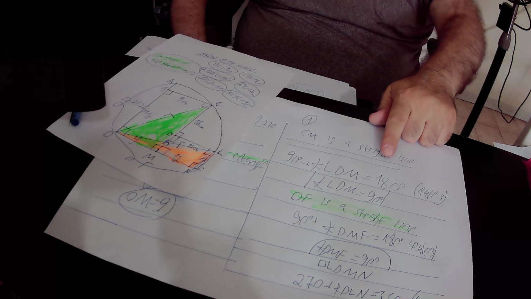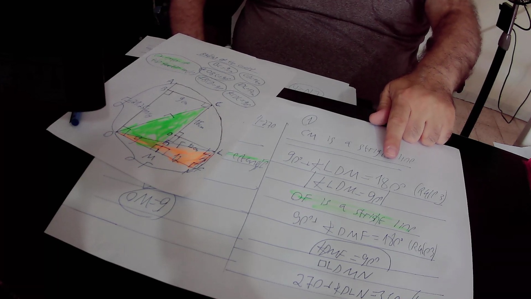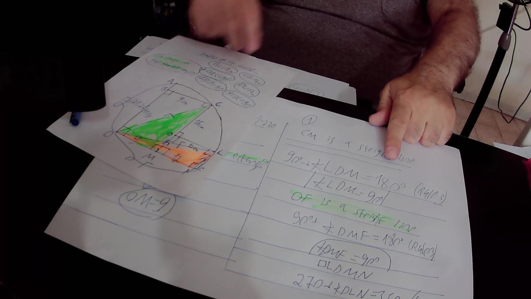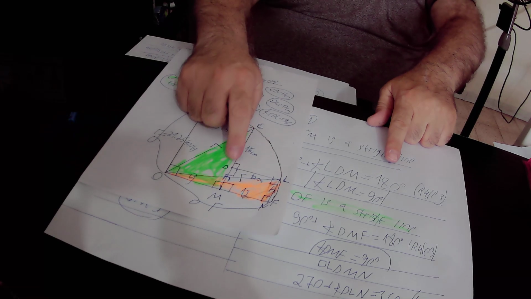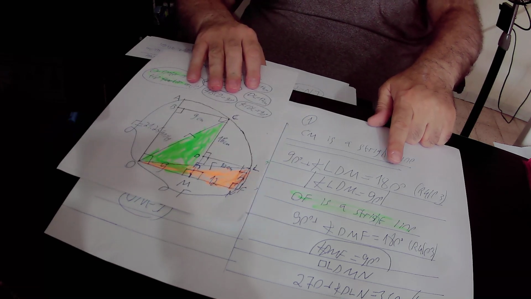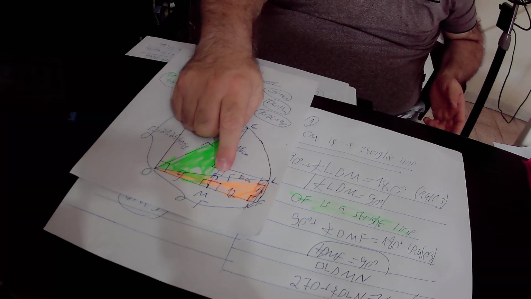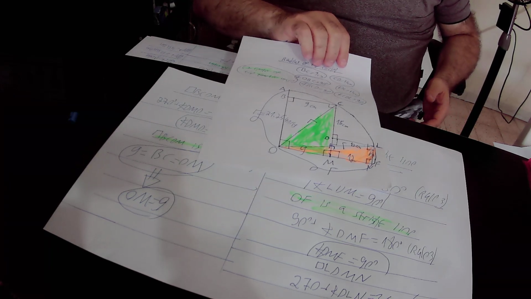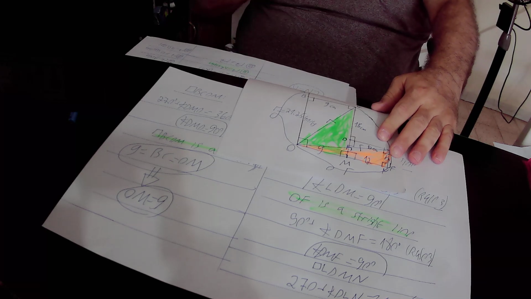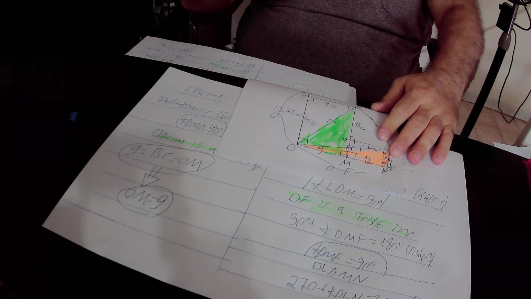We subtracted 90 degrees from this equation and found that the missing angle LDM equals 180 degrees minus 20 degrees, which is 90 degrees. So this angle is a right angle. Likewise, OF is the radius of the quarter circle, therefore it is absolutely a straight line.